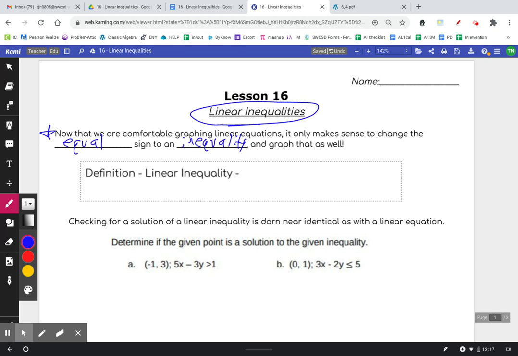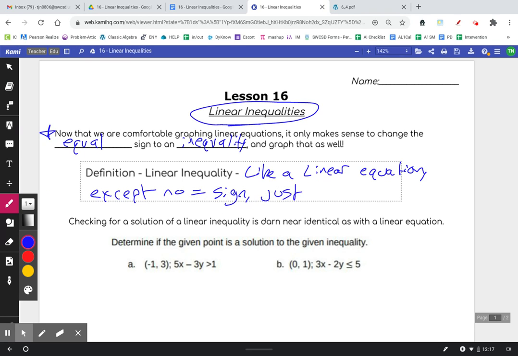Okay, well, what is a linear inequality? Just for the sake of keeping it easy, it's like a linear equation except no equal sign. And we're going to see one of these four, which you've seen before. We saw earlier this year, and you saw even before this year. They have less than, greater than, less than or equal to, greater than or equal to symbols. We're going to see one of those four.